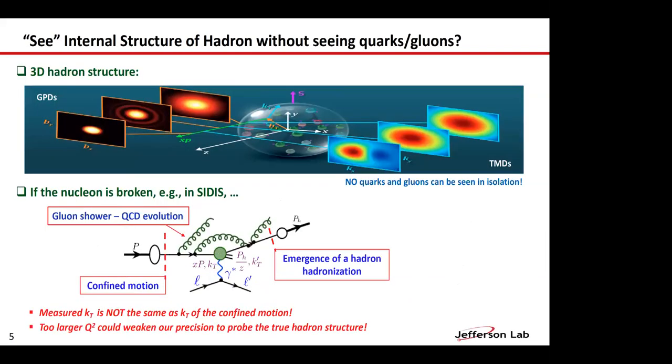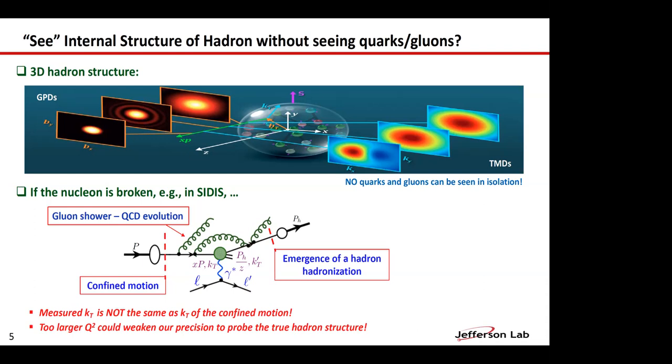So then there are two types of things I'm going to talk about. One is, how can we see the internal structure of the hadron without seeing quarks and gluons, because we never see quarks and gluons in isolation. So the two situations I will discuss here: first, as we have learned for more than 100 years, if you want to see a small internal structure, you break it.